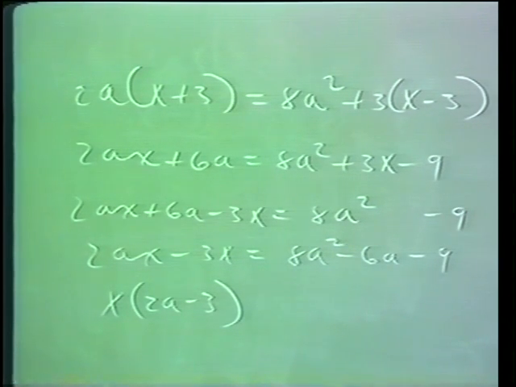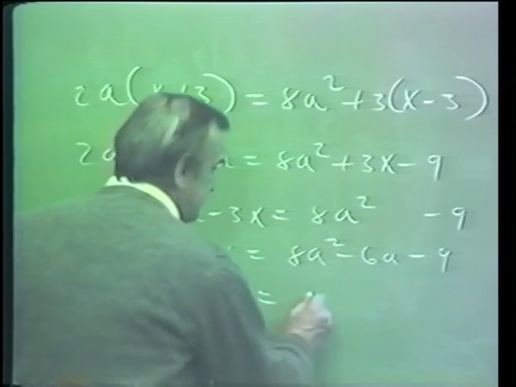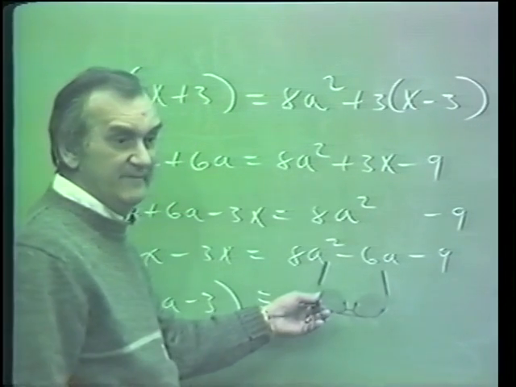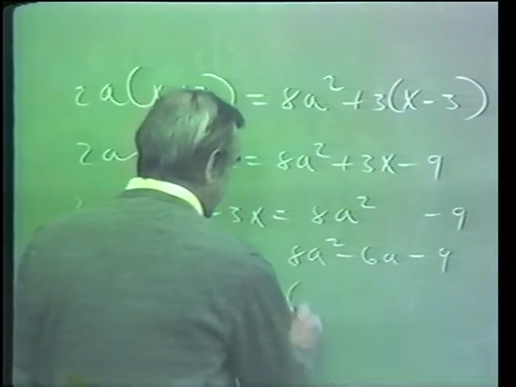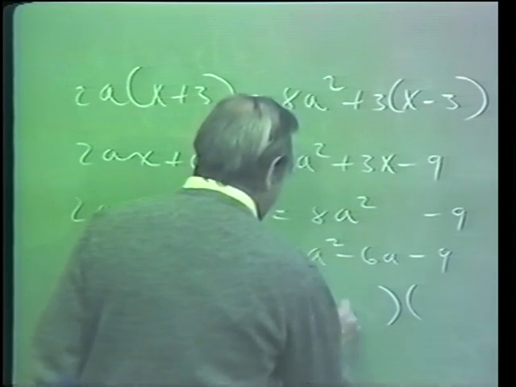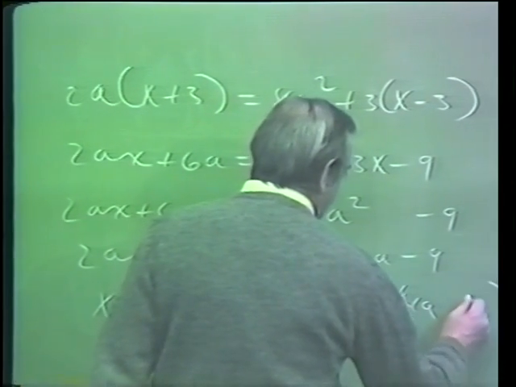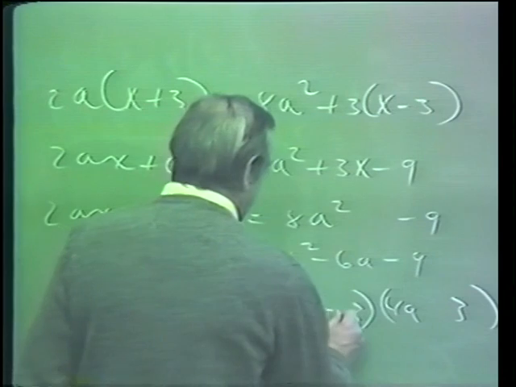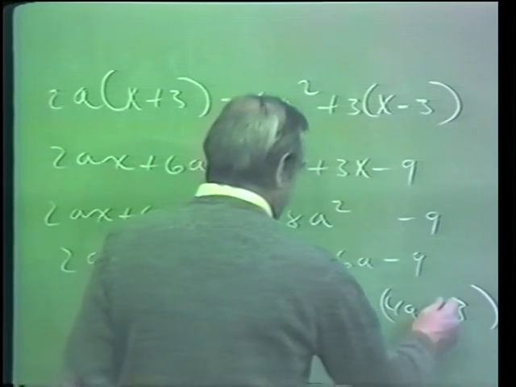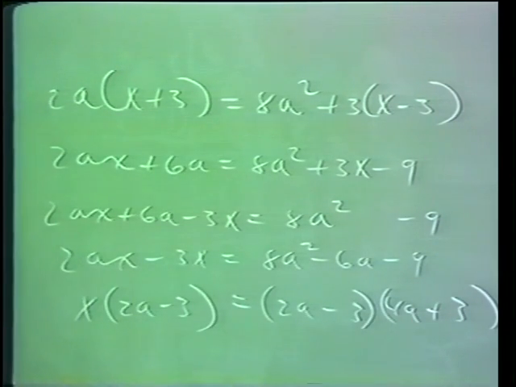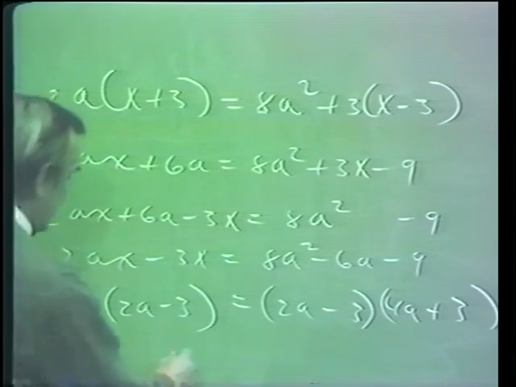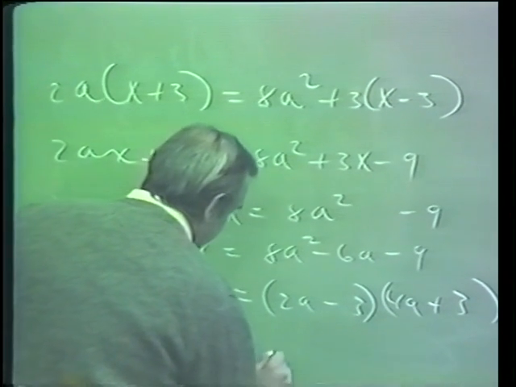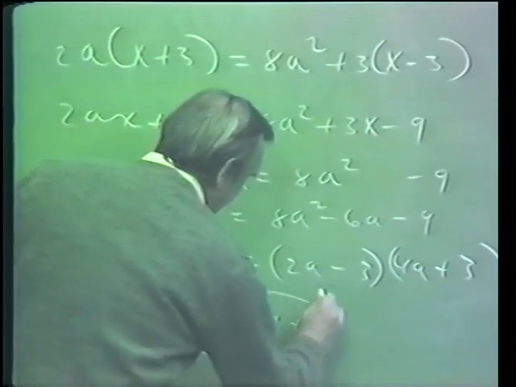That's x's coefficient. Over on the right, well, we can factor it. It's factorable. We factor that correctly. We have 2a and 4a. We have 3 and 3. We have a minus and a plus. Check the middle term. Hey, it works out. We now divide both sides by the quantity 2a minus 3, and we come out with x is equal to 4a plus 3.